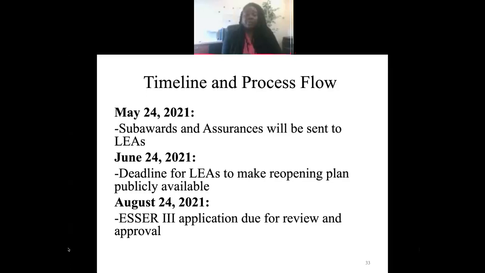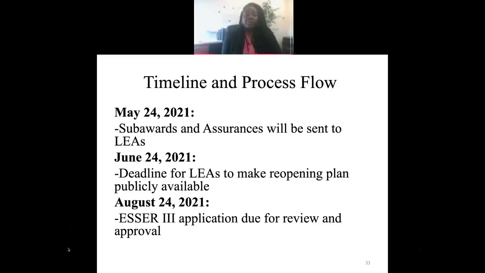Again, 30 days later is when you have to make your reopening plan publicly available and post it to your website. And you have 90 days from the date you get your grant award, or until August 24th, to submit your ESSER 3 application for review and approval. Within all of this, if and as you have questions, please reach out to the department, reach out to our staff, and we will be more than happy to assist you.